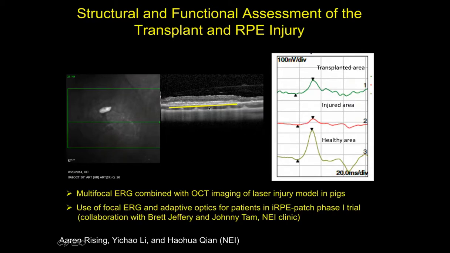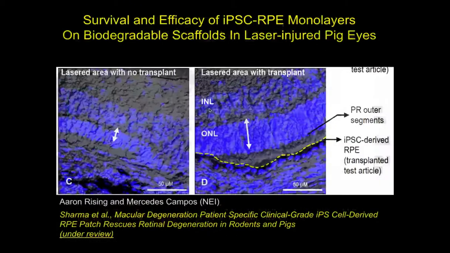But if the light hits the transplanted part, which would be right above this yellow line, we get a response that is in between the healthy part and the injured part, suggesting that the human RPE patch is able to protect the pig photoreceptors to some extent, and protect the retina functionally from dying. And we can also corroborate these findings by histology. The next slide shows you the same eye, two different areas: laser area with no transplant and laser area with transplant.